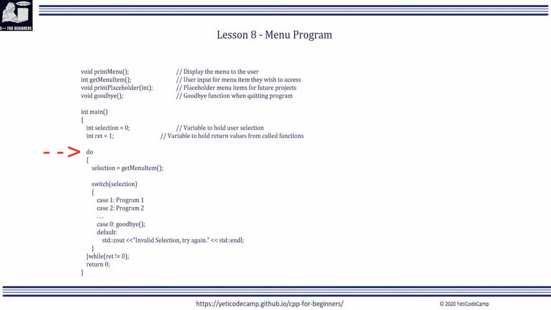Underneath that, we'll enter a do-while loop. Remember, a do-while loop is very similar to a while loop, except that it allows us to execute at least one iteration through the loop before exiting. Inside the loop, we'll use a switch statement to match what the user selected within a particular program. We'll be going over the switch statements in the next slide. We then rerun the loop if the return value from one of our functions is any value other than 0.